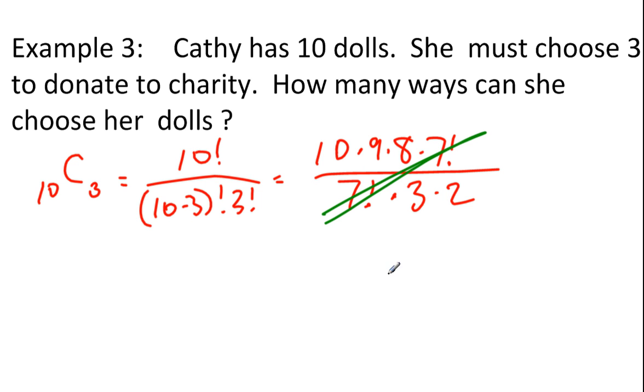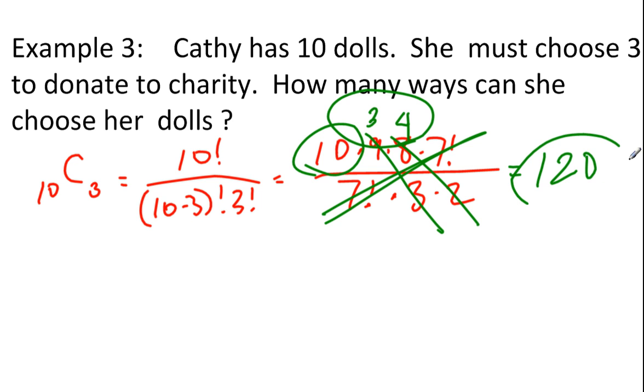So my 7 and 7 are going to cancel. 9 divided by 3 I know is 3. 8 divided by 2 is 4. So we're left with 10, 3, and 4. Multiply those together and get your 120 different combinations of dolls that she can donate to charity. That's very nice of her.